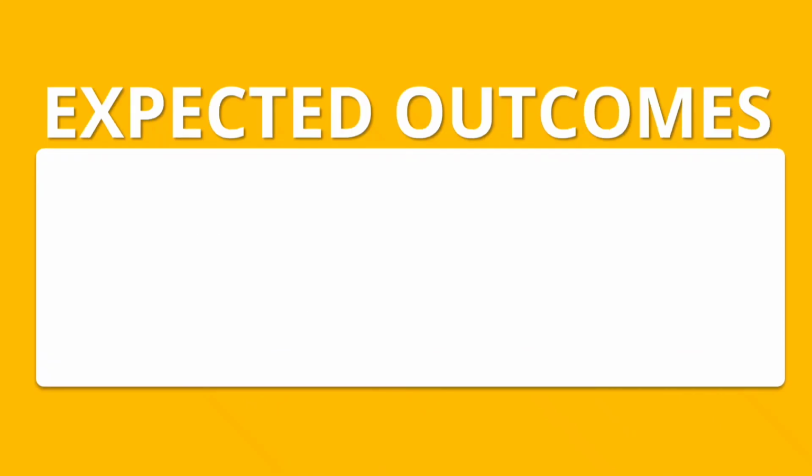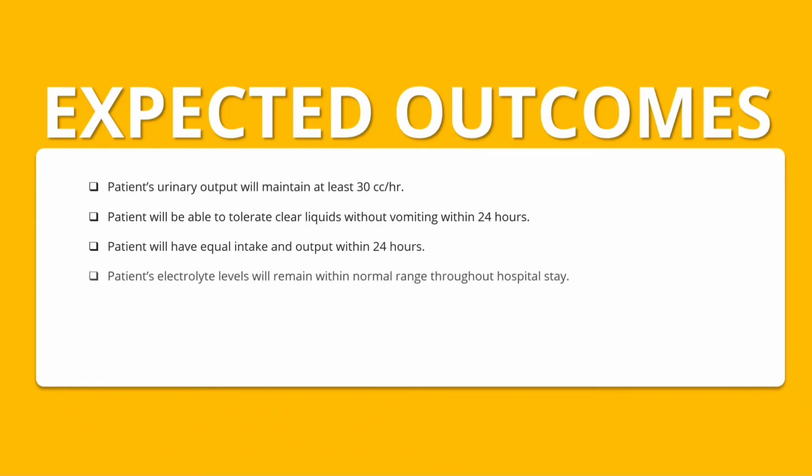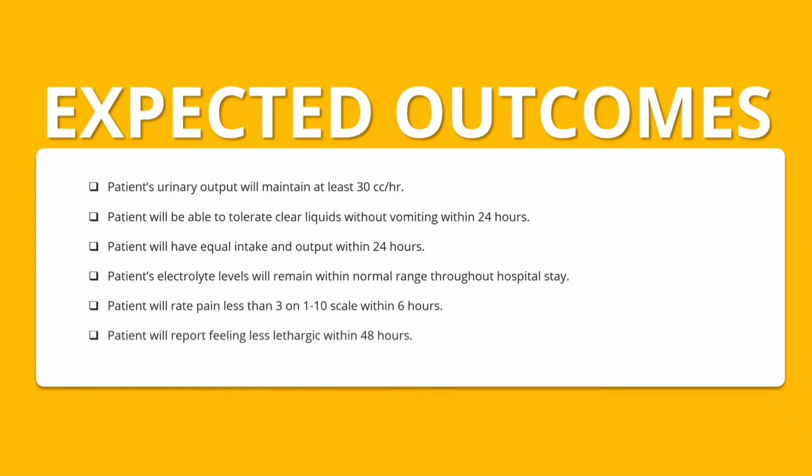Alright, after the care, these are the expected outcomes from the patient. Patient's urinary output will maintain at least 30 cc per hour. Patient will be able to tolerate clear liquids without vomiting within 24 hours. Patient will have equal intake and output within 24 hours. Patient's electrolyte levels will remain within normal range throughout hospital stay. Patient will rate pain less than 3 on a 1 to 10 scale within 6 hours. Patient will report feeling less lethargic within 48 hours.